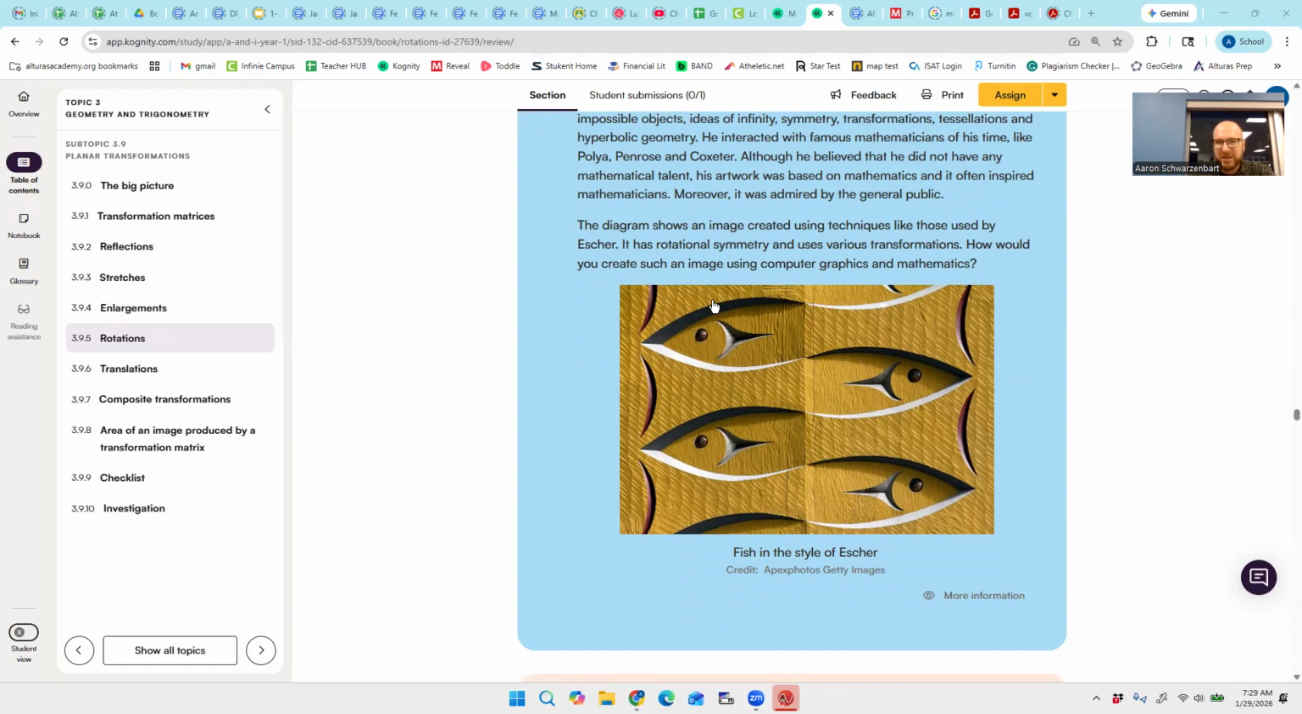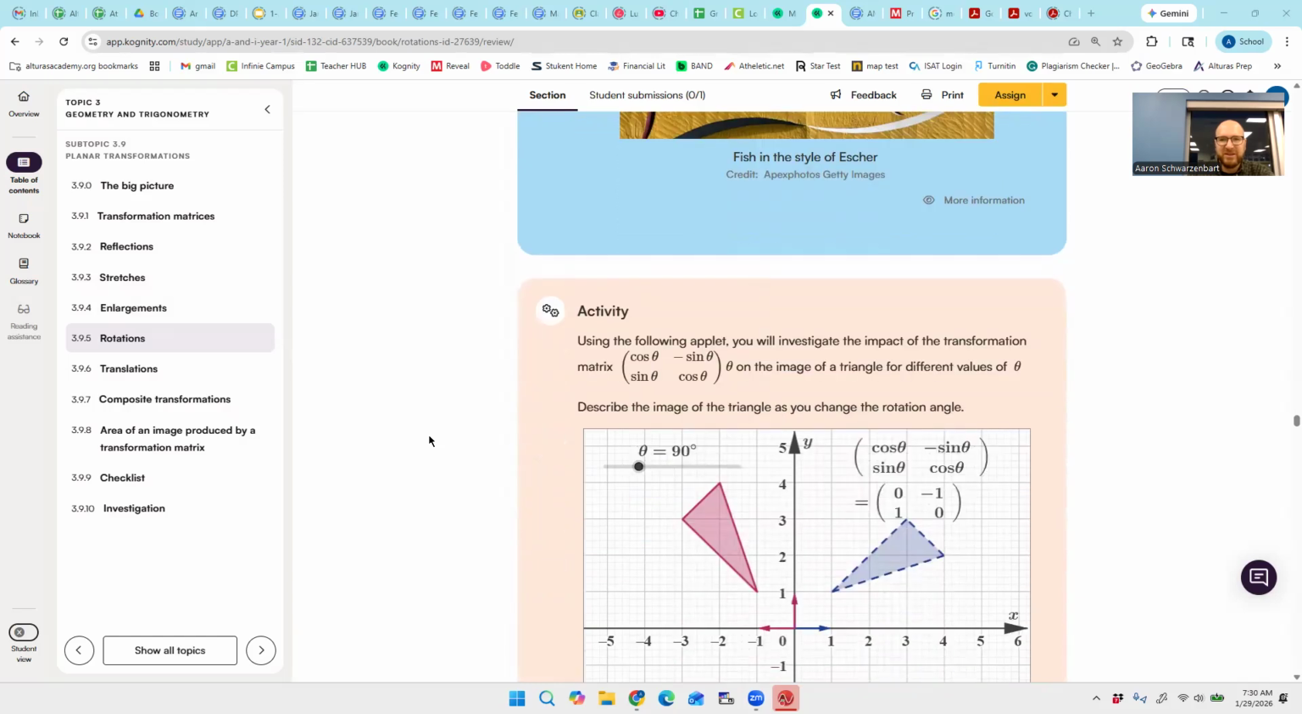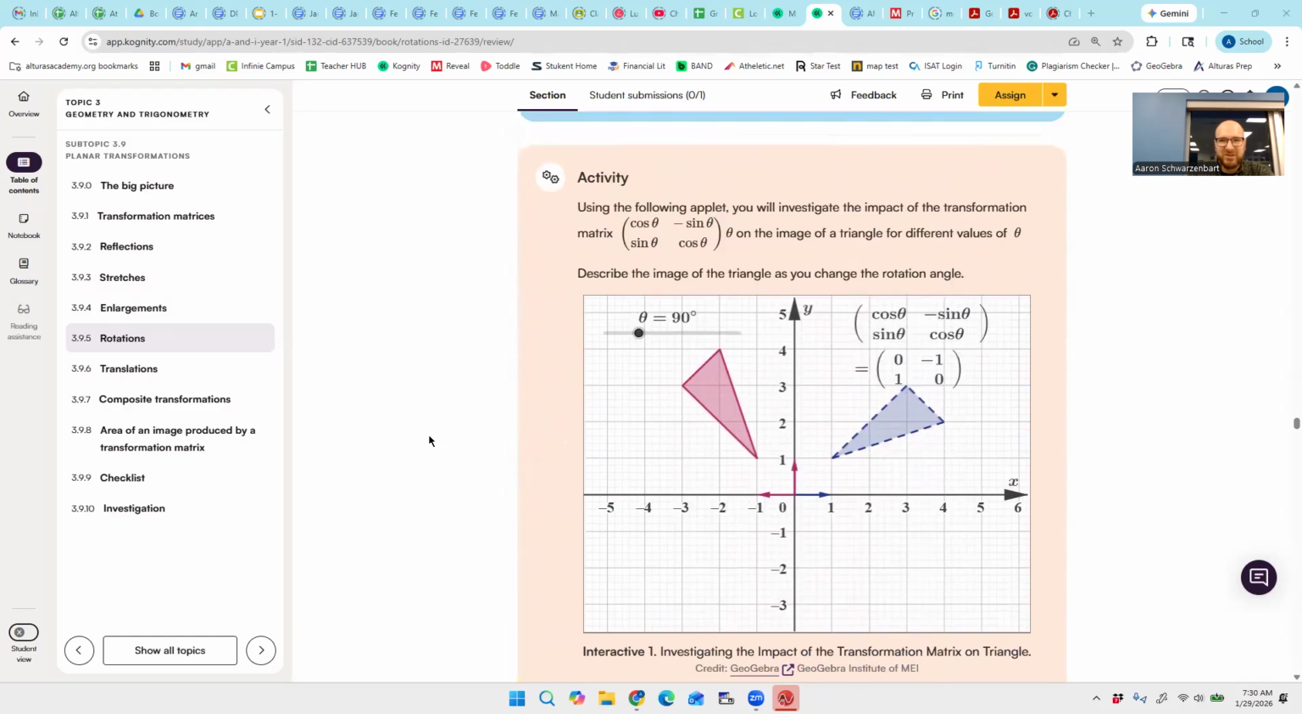So he might not have had certain mathematical talent, but he must have had some, because he was able to use these math things. The diagram shows the image created using techniques like those by Escher, and his rotational symmetry uses various transformations. You can think about how you could create this image using computer graphics. These matrix transformations become really useful in computer graphics.